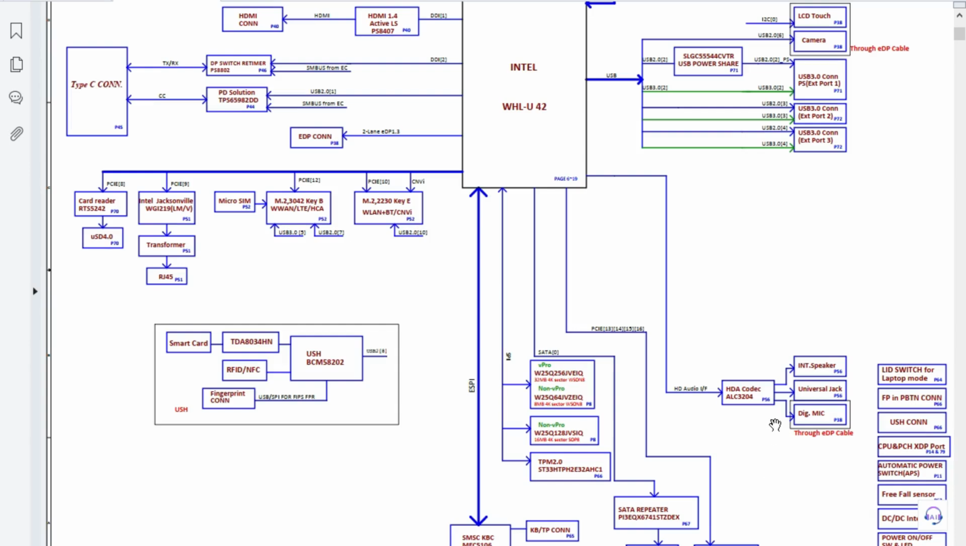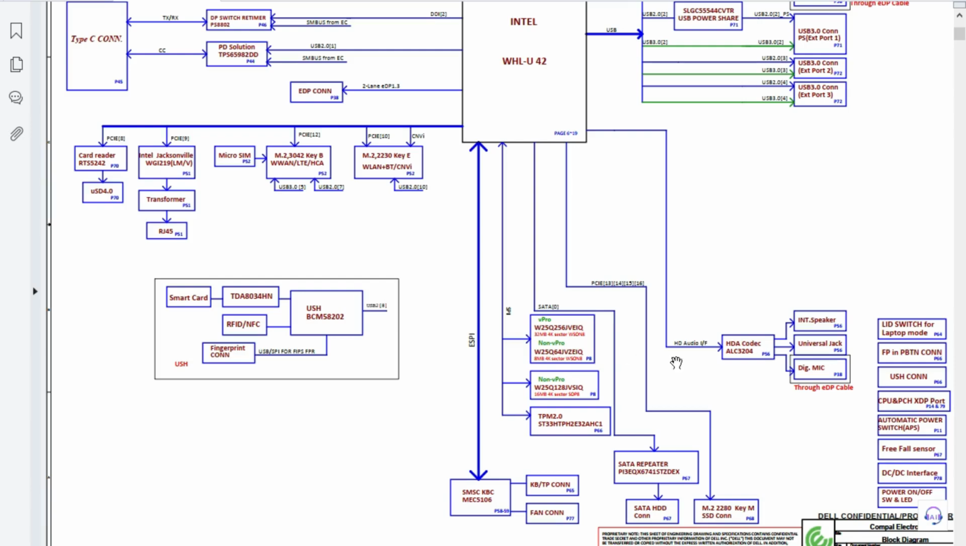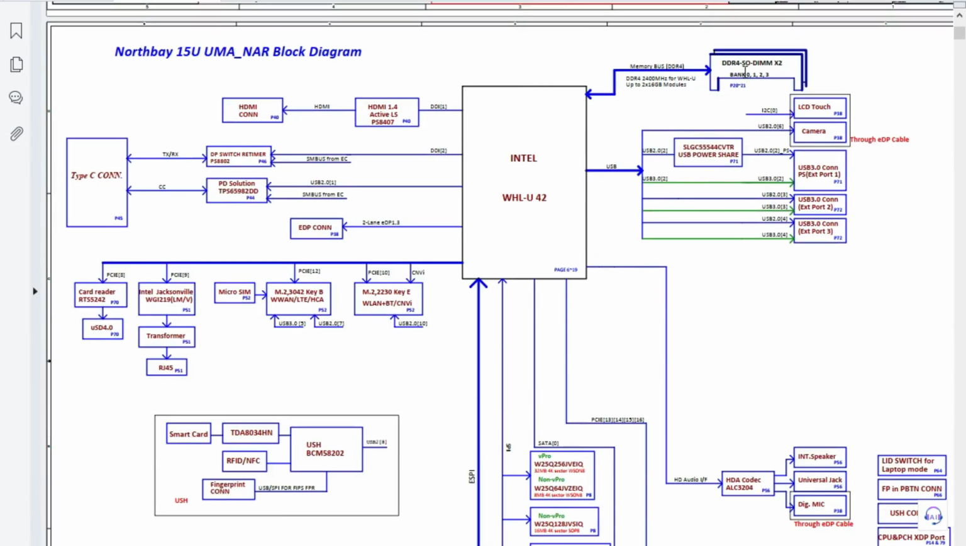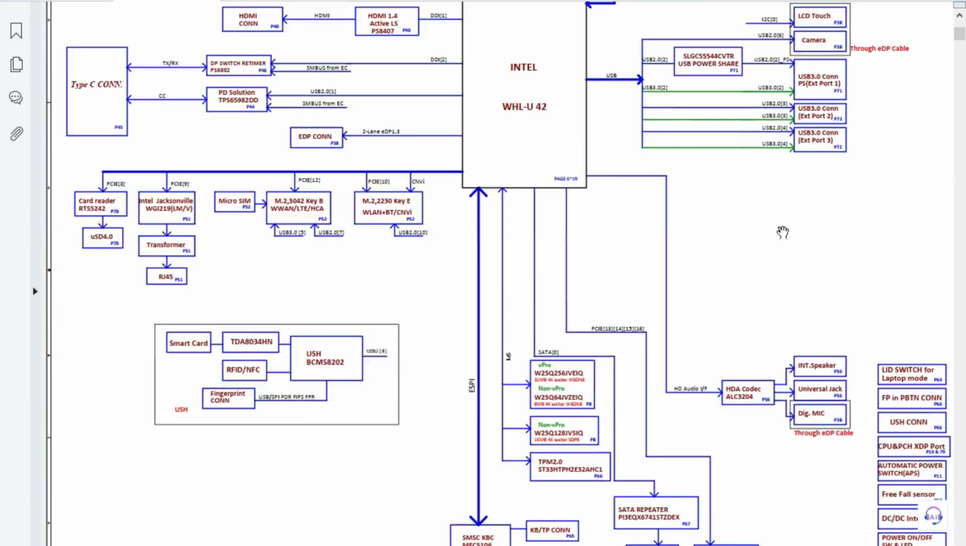And of course we have here the smart card, the fingerprint connector, also those should be connected to this chipset, but via a bridge or via an IC. So the block diagram for this laptop is very easy, very simplified. Of course we're gonna see all these components in the next slides one by one. For example, for the RAM, we're gonna see the circuit for the RAM. We're gonna see the circuit for the CPU, the HDMI circuit, the USB circuit, etc.